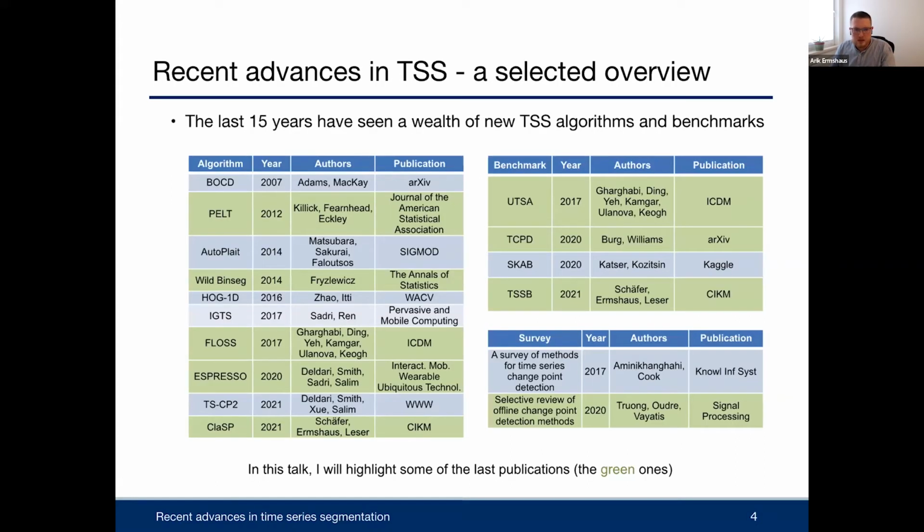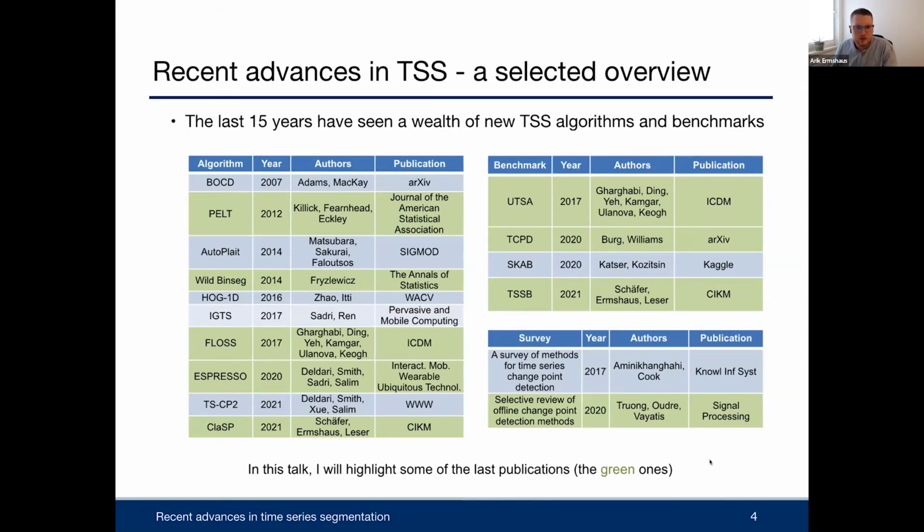If we look into the last 10 to 15 years of research, we can see a lot of tools and benchmarks and surveys. I will not go into all of them in this talk, so I highlighted a few of them. These are also not, of course, all publications, but a selection of what I would consider very meaningful ones. And I will go over a few of them and talk about their basic concepts. And I will not only focus on algorithms, but also talk about benchmarks and mention one of the latest surveys.